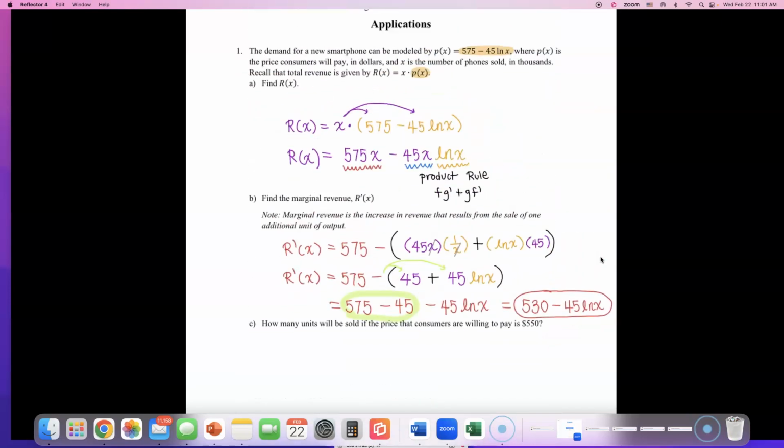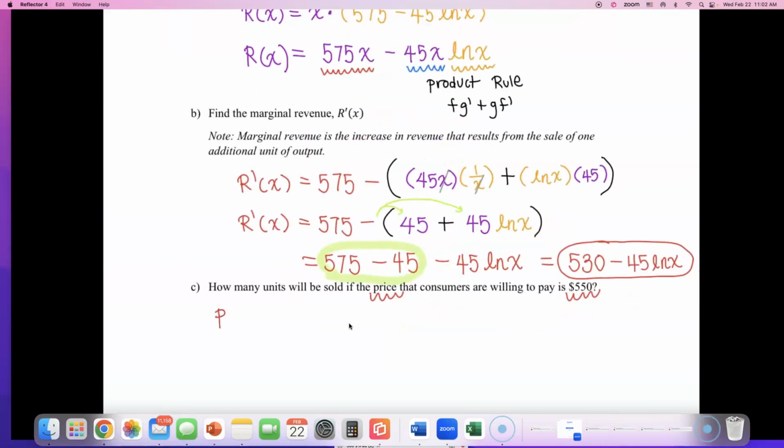Sorry, I had to think about it for a second, because you would expect, ooh, we just found the marginal revenue function, we're going to use it, right? That's what I thought was going to happen. But you see how part C right there, they're not even talking about marginal revenue. They're talking about the price of $550. So they're saying P is equal to 550, and they're asking for how many units will be sold, which is X, right? They're asking what's X.